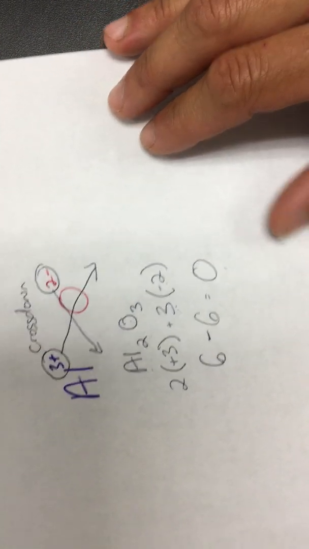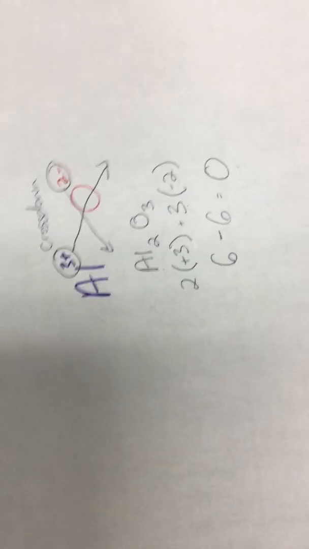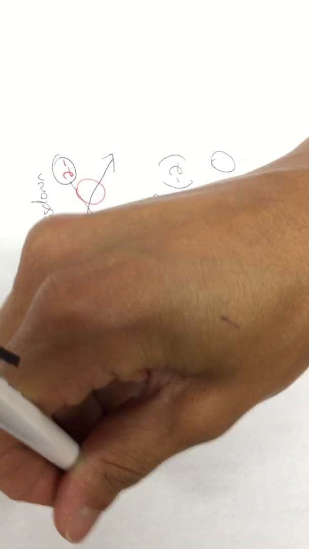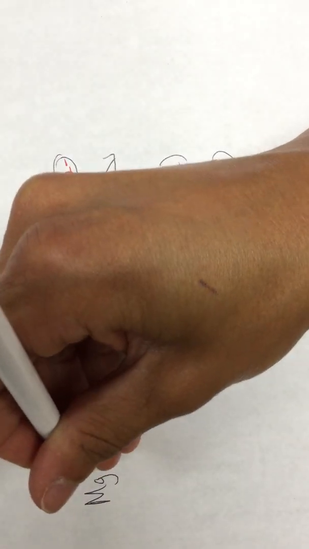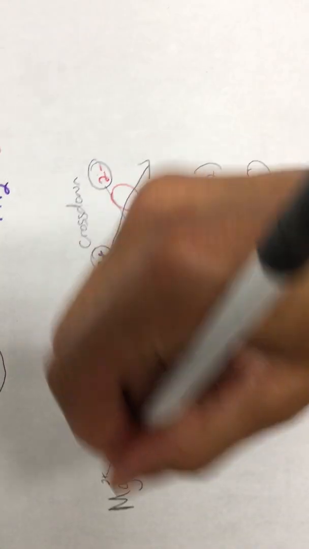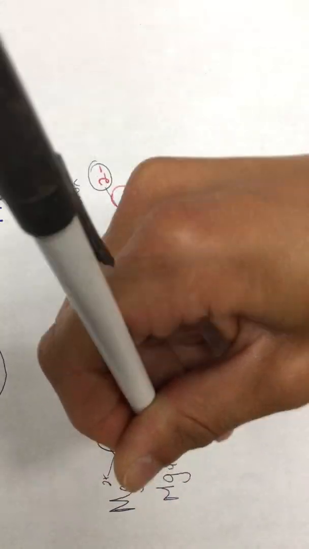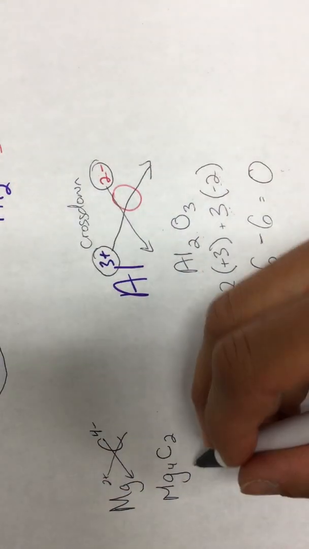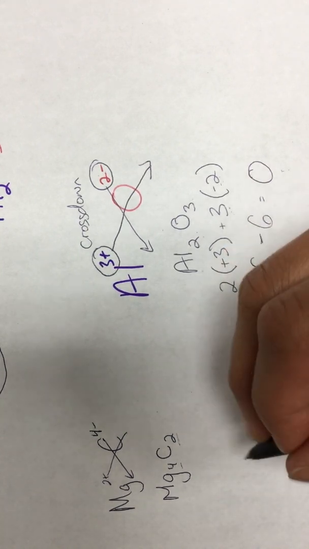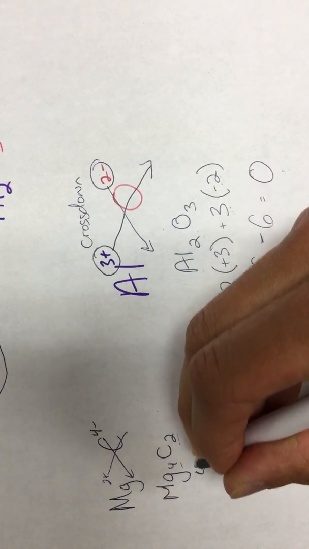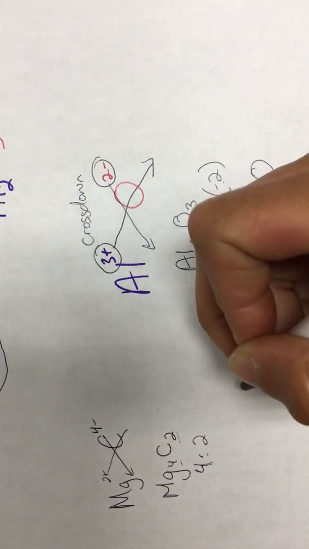Oh, I'm actually going to add on one more before we wrap up. You might see something like magnesium, which has a charge of 2+, and carbon, which would have a charge of 4-. And if we cross those down, then we end up with Mg4C2.